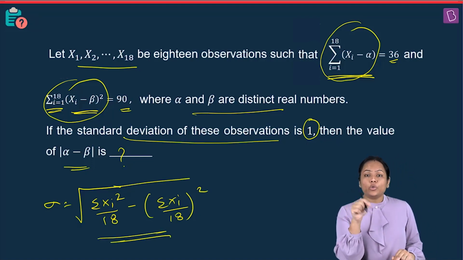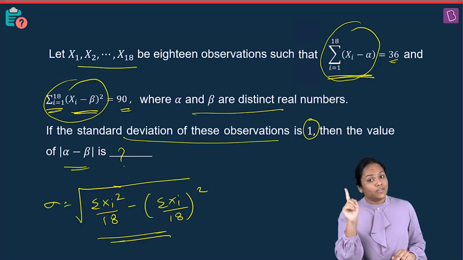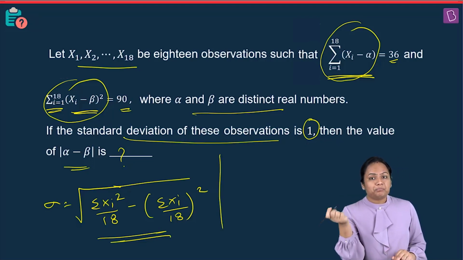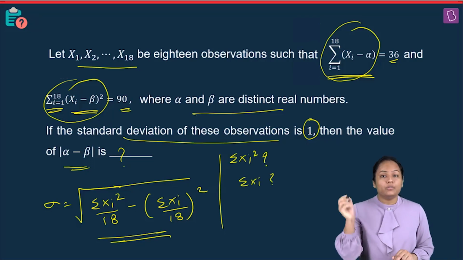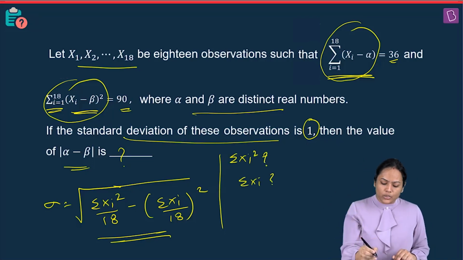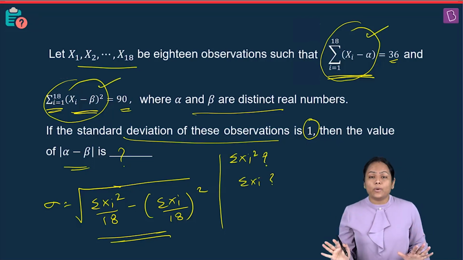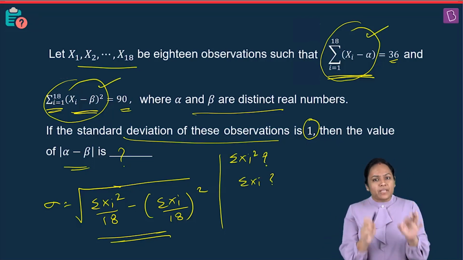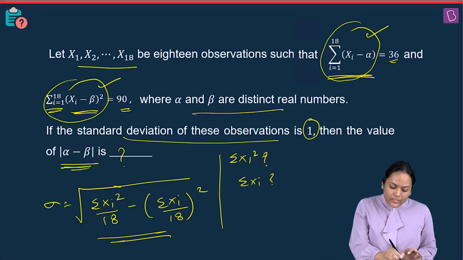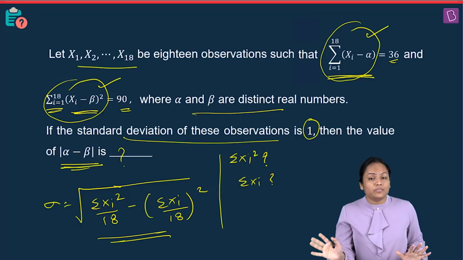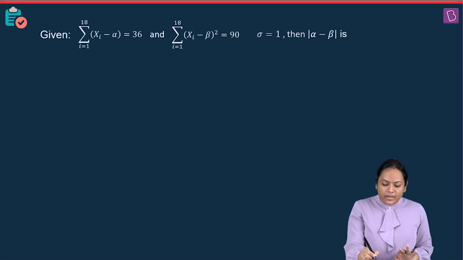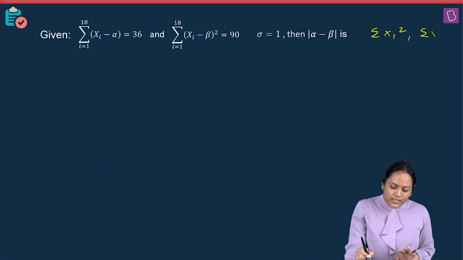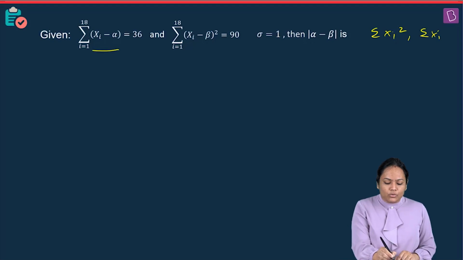So if I have to use this formula, because my standard deviation is given to me as 1, that means I have to find summation of xi square value as well as summation of xi value. And these can be found out using the two relations which they have mentioned in the question. From there we might get a relation where I can get the value of alpha minus beta, the positive difference. Clear? Okay, so what we have thought just now is that we have to find summation of xi square as well as summation of xi first using these two relations.